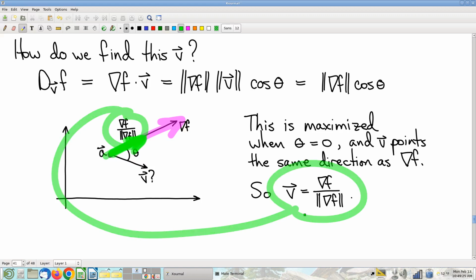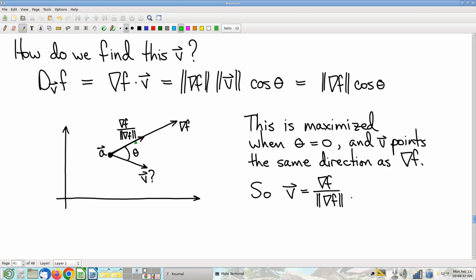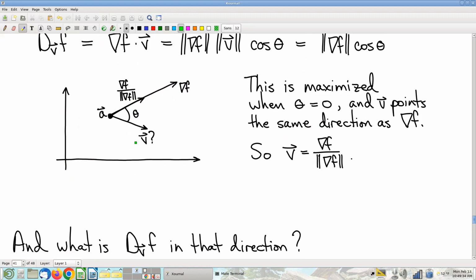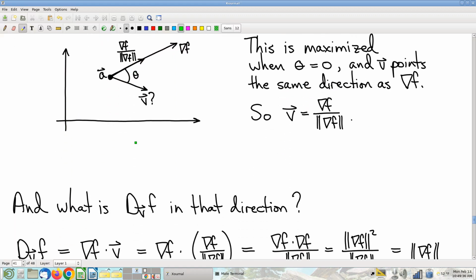So it's that. Everybody okay? All right. So it's a nice little argument. Natural next question: how steep is it in that direction? How fast is the function changing as I move in that direction? This is the direction that makes the function change as fast as possible. How fast is it?